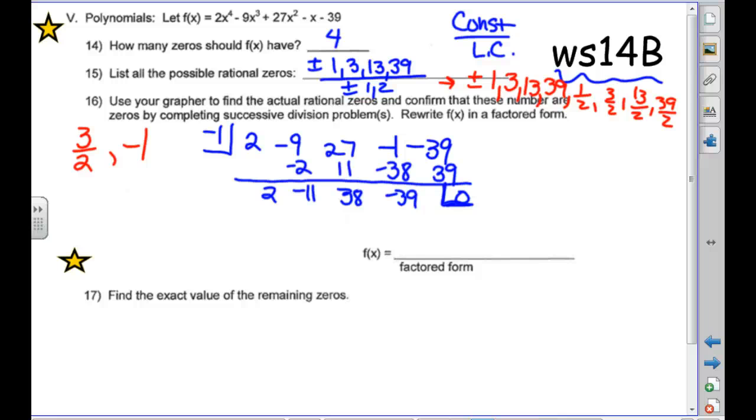All right. The next thing we need to do is 3 halves. It's probably easier if we do this as 1.5. And it goes into this. You don't go back to your original one. Bring down the 2. 2 times 1.5 is 3. -8 times 1.5 is -12, I think. 26 times 1.5 is 39, so this comes out 0. All right. So far, what is our factored form?